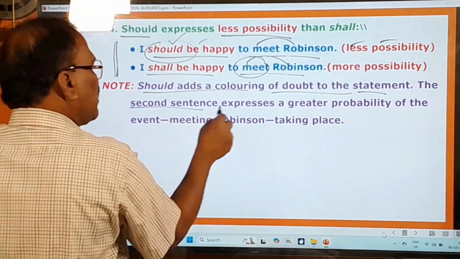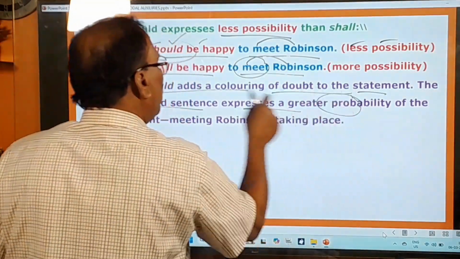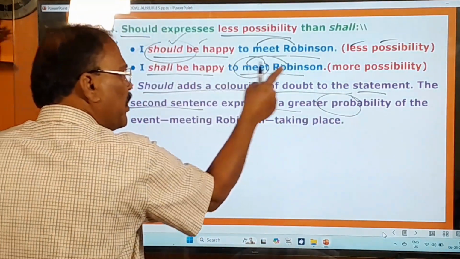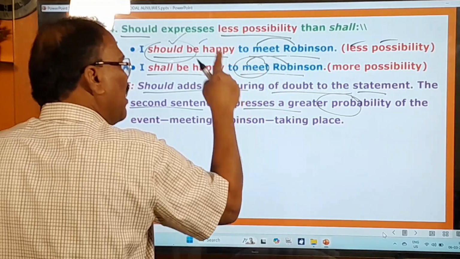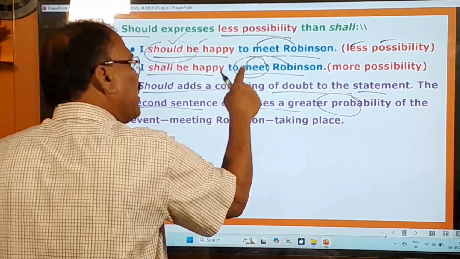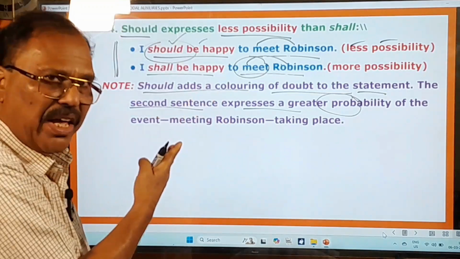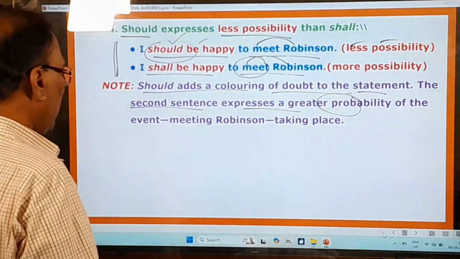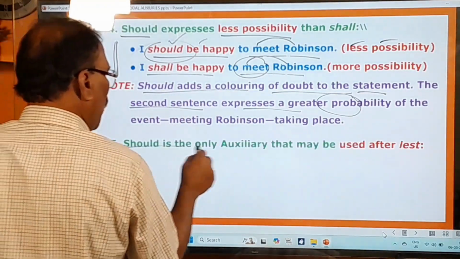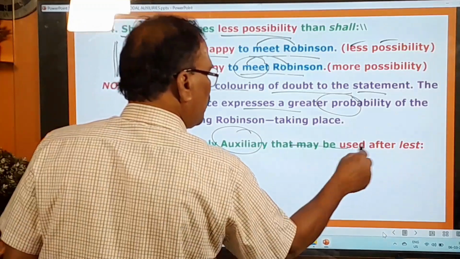The second sentence expresses a greater probability. I shall be happy to meet Robinson means, so there is every possibility of meeting Robinson. Whenever I meet Robinson, I feel very happy. That is the meaning of that. Right, and here should is the only auxiliary that is used after lest.